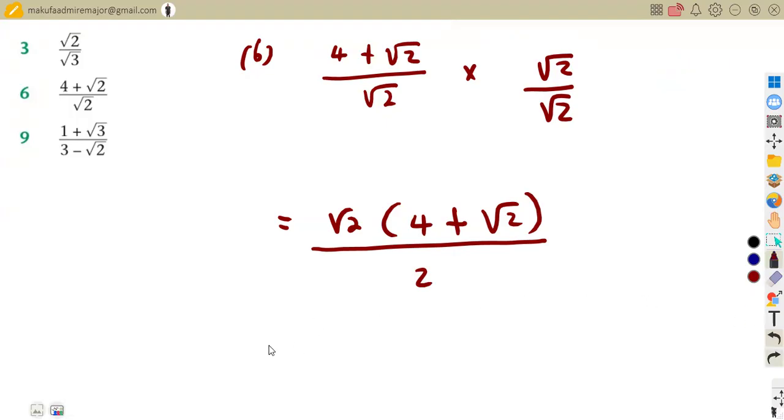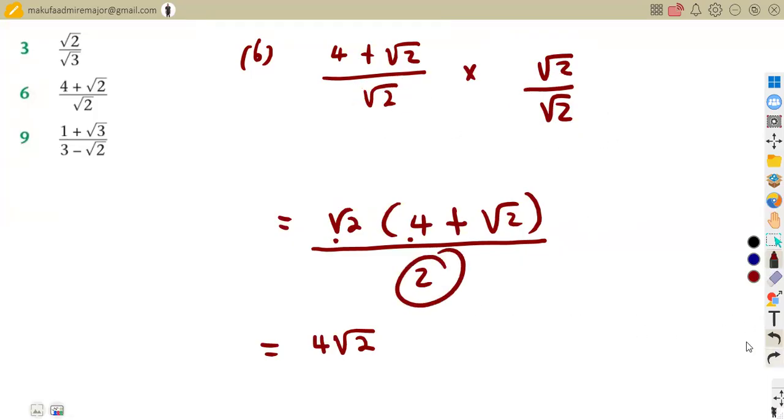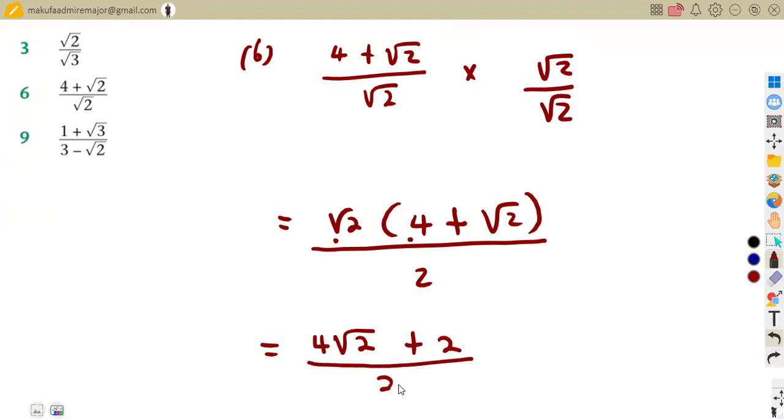All right. So on the numerator now, you can expand the brackets. That is the square root of 2 times a 4. So it's just 4 times x, which is 4x. So this will be 4 square root of 2. The square root of 2 times the square root of 2, we saw that the square root of 2 multiplied by the square root of 2 gives us a 2. So it is the same thing even with this part. It is going to give us a 2. So that's plus 2 in this case, everything over 2.